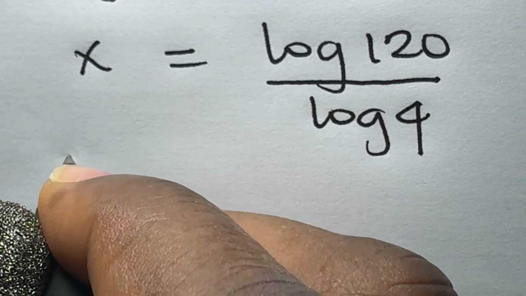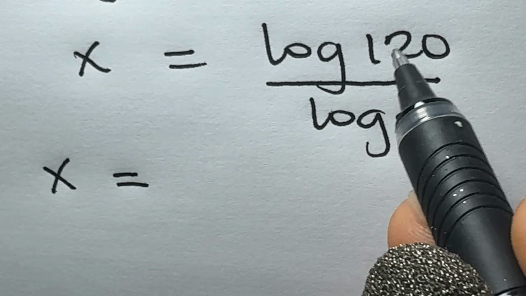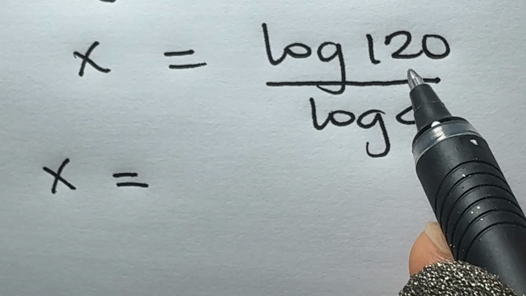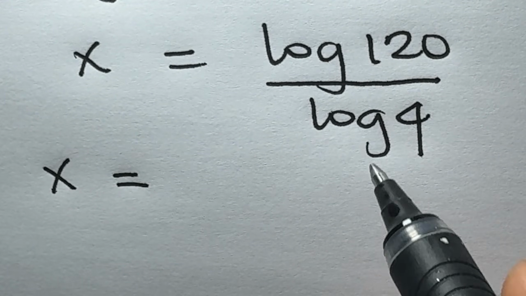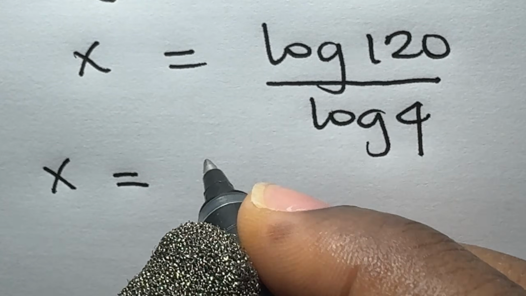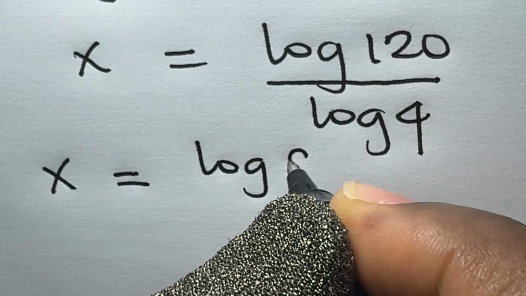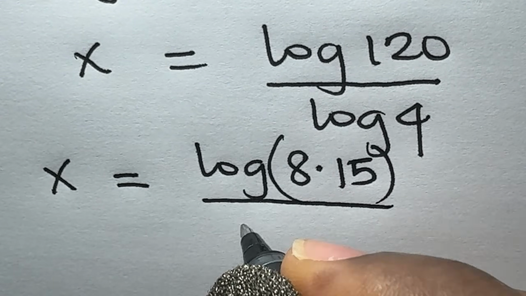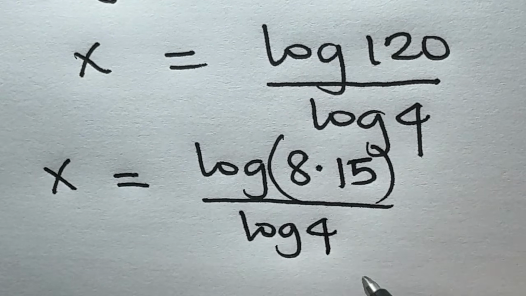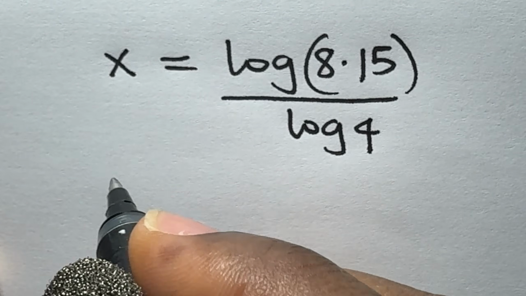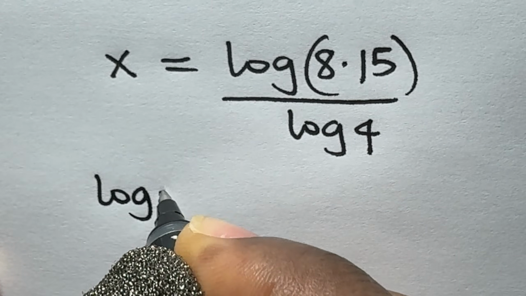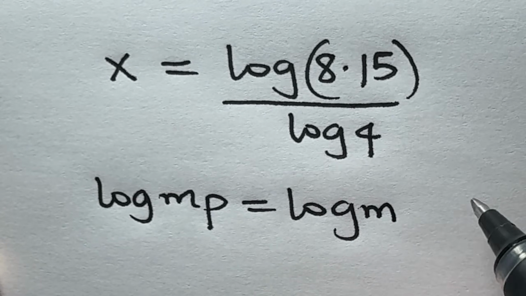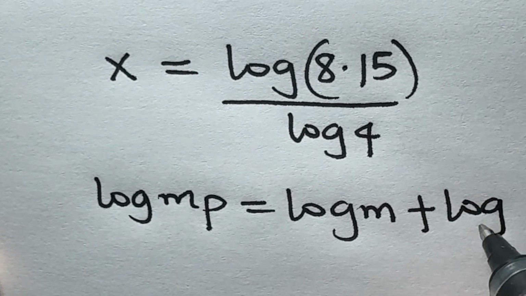divided by log 4. Then I can say x is equal to 120 is same thing as saying 12 times 10, or I can say 24 times 5, or I can also say 8 times 15. So I will express this as log 8 times 15, then divided by log 4. From here, we can separate this product using another law of logarithm. Log m times p will give us log m plus log p.